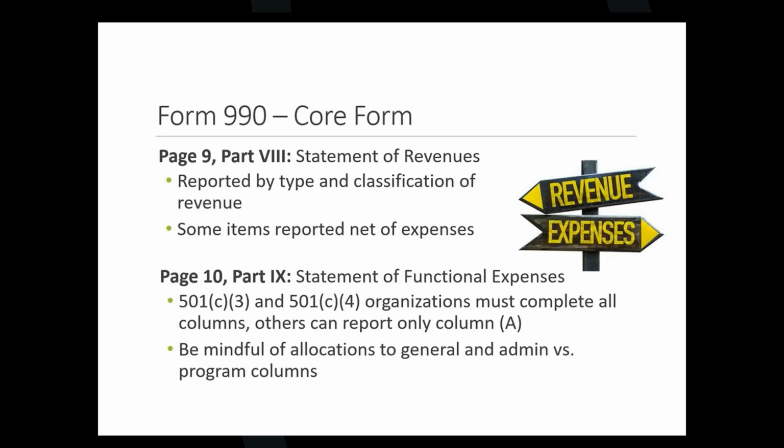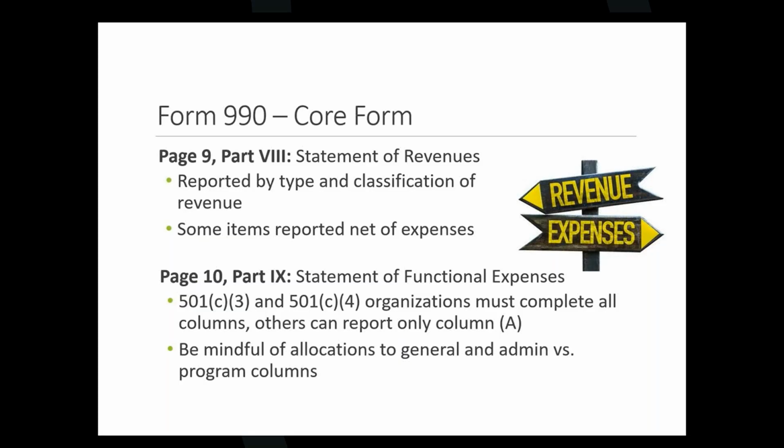So back to the sections of the core form. Part 8 is the statement of revenues. This is where revenue is reported by type and classification. The two major sections where you would see revenue reported are contributions and program service revenues. There are some items that are reported net of expenses. For example, fundraising events would be reported net of expenses.